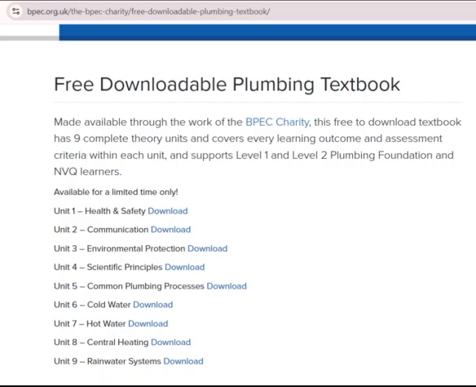The content of this document is copyright BIC Limited 2020 and may not be copied, reproduced or distributed without prior written consent. Author, BIC Limited. Editor, BIC Limited. Design, BIC Limited. BIC Level 2 Diploma in Plumbing Foundation 51.